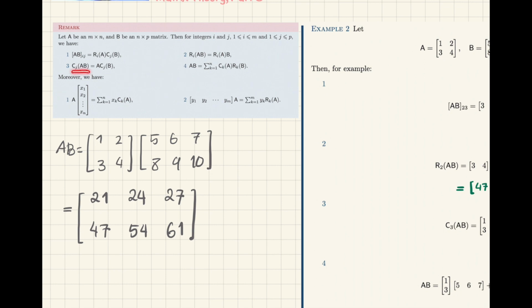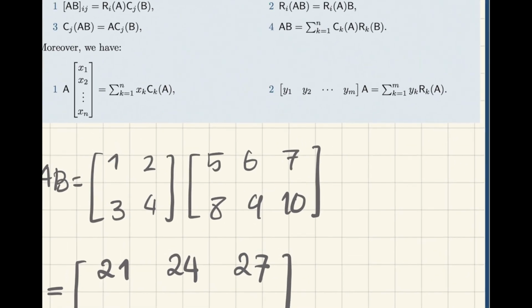Now sometimes it is important you just concentrate on some particular column of the product. Again, you don't need to do it entirely. What you need to do, you can take the first matrix as a whole, and just multiply it by the column of the second matrix that you are interested in. So you can just convince yourself about that.